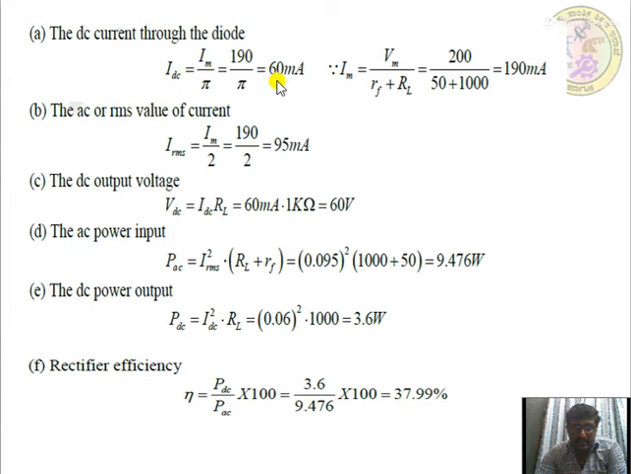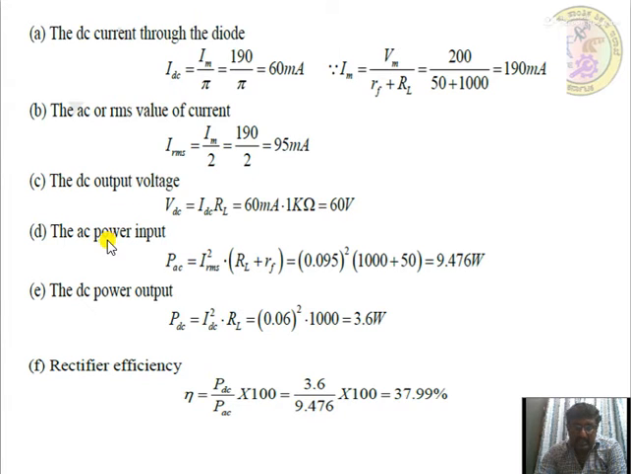Next, calculate the AC or RMS value of current. IRMS is equal to IM by 2. We have already calculated IM as 190 milliamps, so divided by 2 is 95 milliamps. The third is the DC output voltage. VDC is equal to IDC into RL, since current I is equal to V by R. IDC is calculated as 60 milliamps, and into load resistance RL of 1 kilo ohm, we get 60 volts.